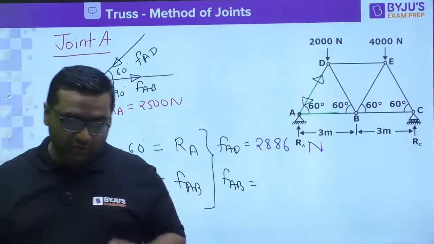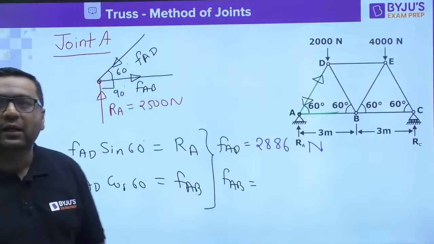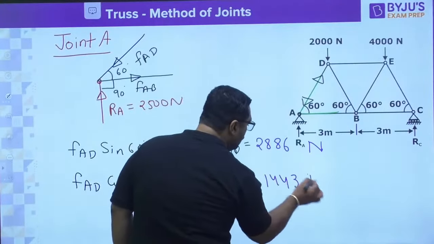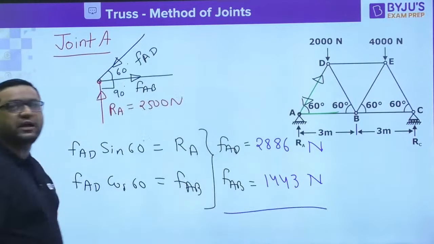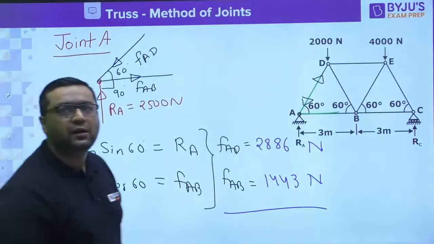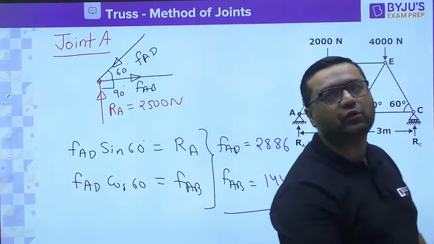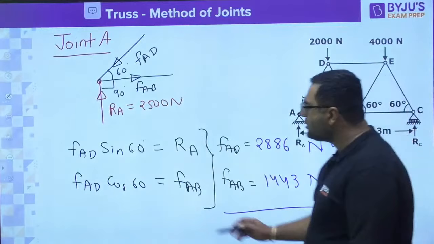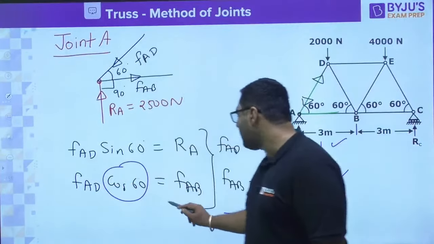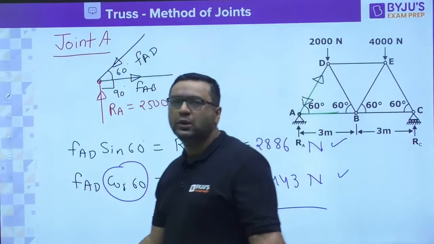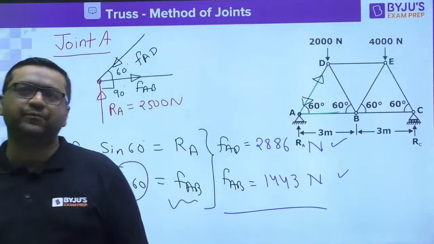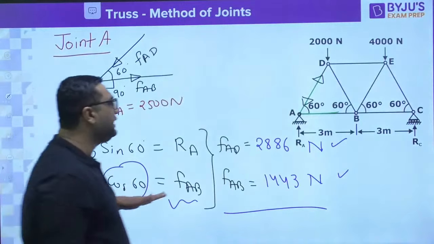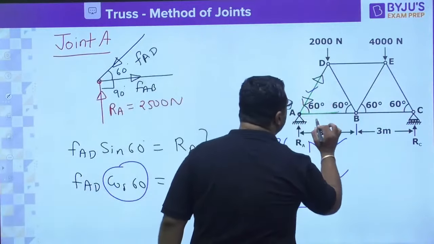So my dear, when you find FAB, it will come out to be 1443 Newton. It will be just half of FAD. Is it fine? I feel Suparno, you have made some calculation mistakes. So you will get these two values, because cos 60 is simply half. So FAB is FAD by 2, which is very easy. Yes, very good Rathod Akshit, it is correct. So guys, with that you have found out the forces in these two members.